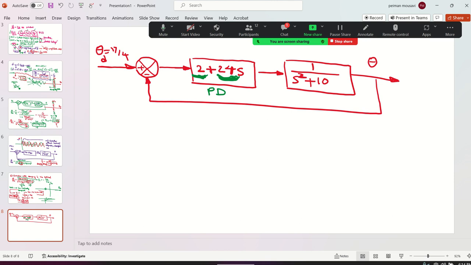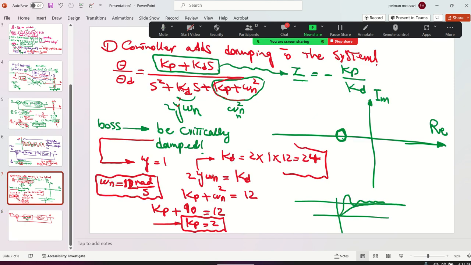We got it, everybody? Yes? Now, before going to Simulink to run this, actually there's a mistake here, guys, because the natural frequency is squared.